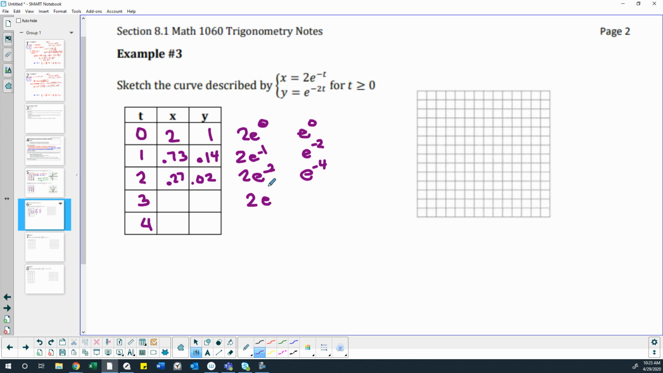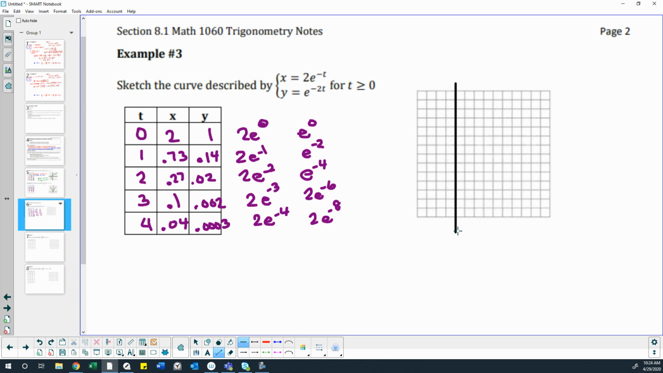So e to the negative 3 is 0.1. And then 2e to the negative 6 is 0.002, right? Okay, and then 2e to the negative 4 is like 0.04. And then 2e to the negative 8 is 0.0003. All right. Looks like we don't need to go lower than 0.